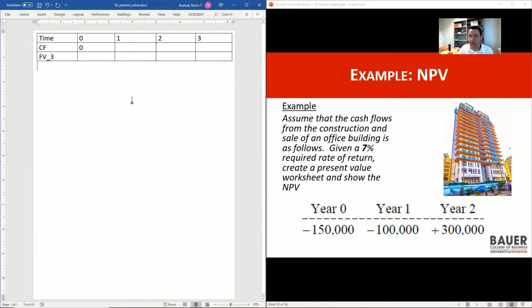Okay. So you've already got the cash flows. I'm not going to fill out this table. We already know the cash flows. We know what the discount rate is. So we can just work through the equation.